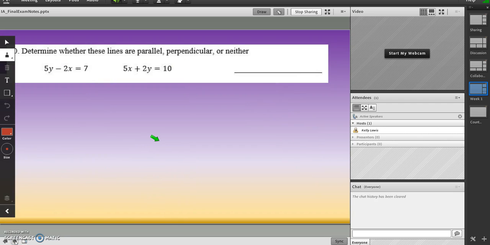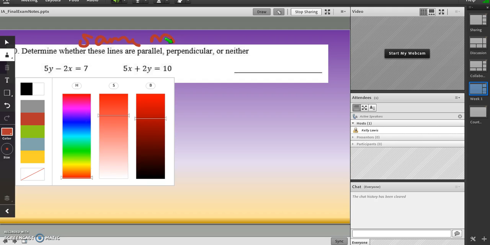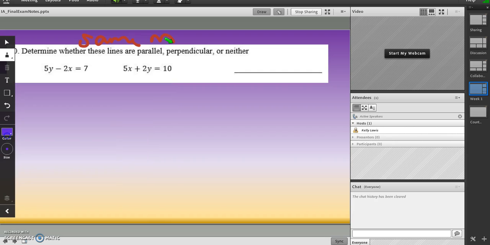Determine whether these lines are parallel, perpendicular, or neither. So parallel lines have the same slope. Perpendicular lines have negative reciprocals. So you have one number and then you flip it over, and that's the reciprocal, and one's a positive, one's a negative. All right, so first we need to figure out their slopes. So we've got to get them in y equals form.